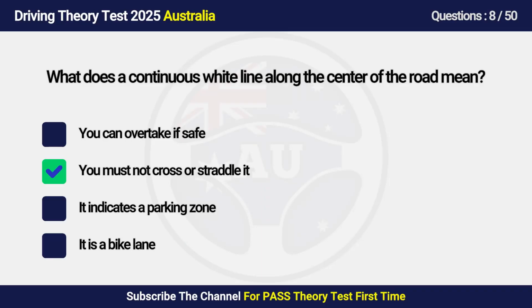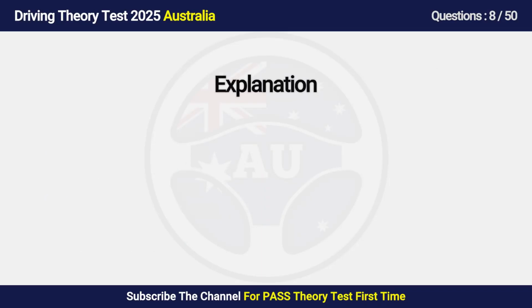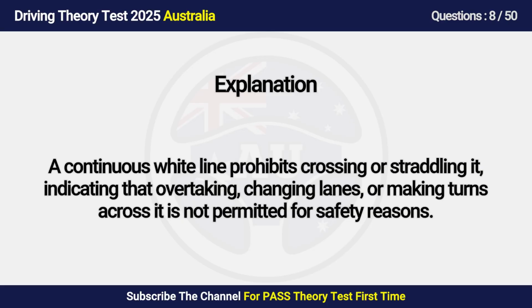Answer is B. You must not cross or straddle it. A continuous white line prohibits crossing or straddling it, indicating that overtaking, changing lanes, or making turns across it is not permitted for safety reasons.